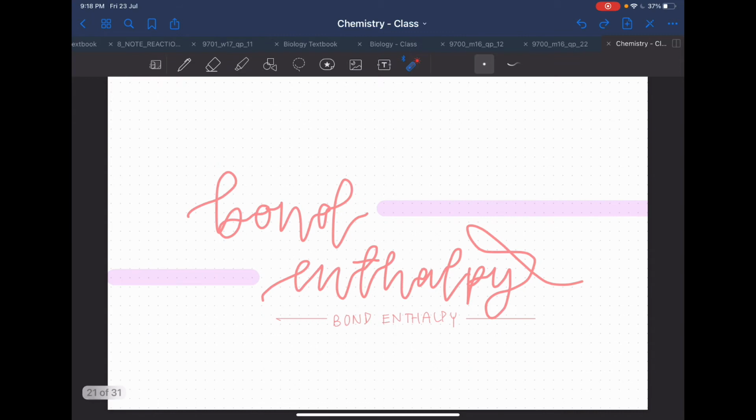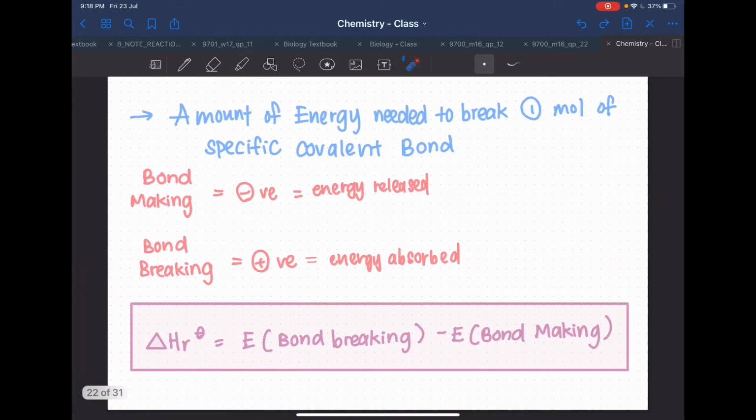Next is bond enthalpy, which we know as the amount of energy needed to break one mole of a specific covalent bond. Bond making is negative because energy is released, and therefore it is always exothermic with a negative enthalpy change. Bond breaking always needs energy, and energy is therefore absorbed, so it is a positive enthalpy change.